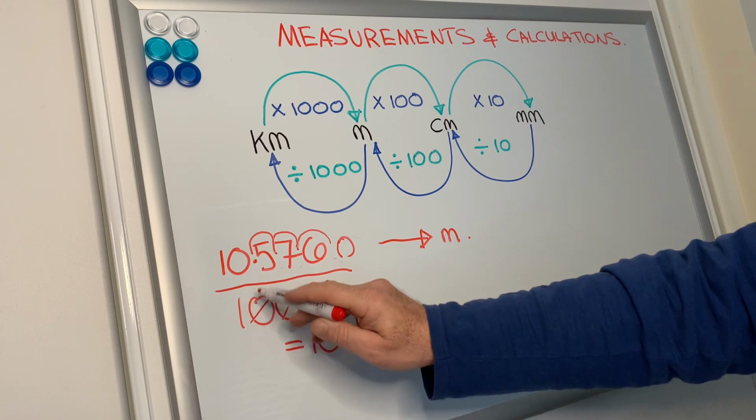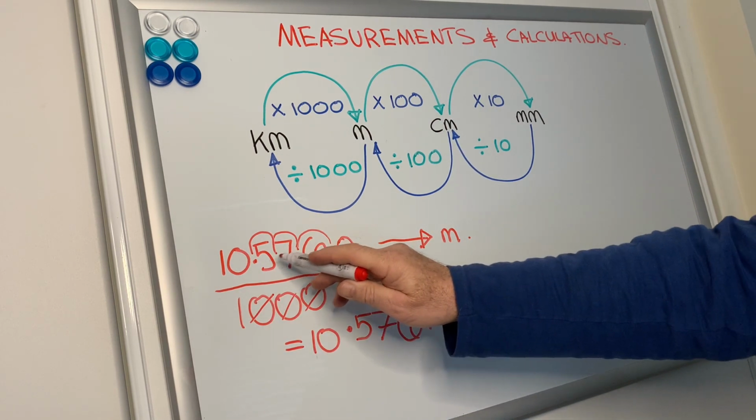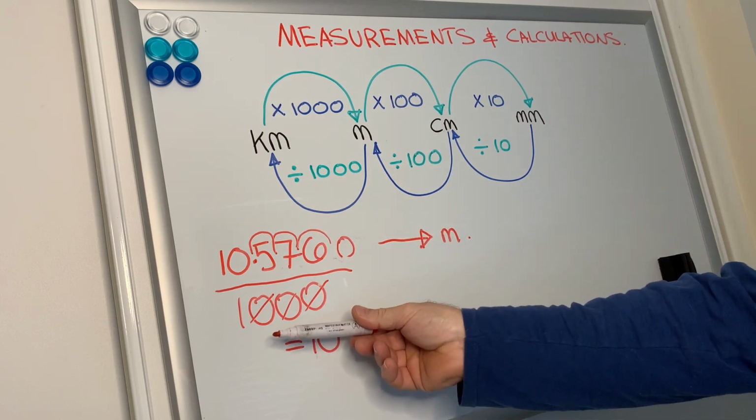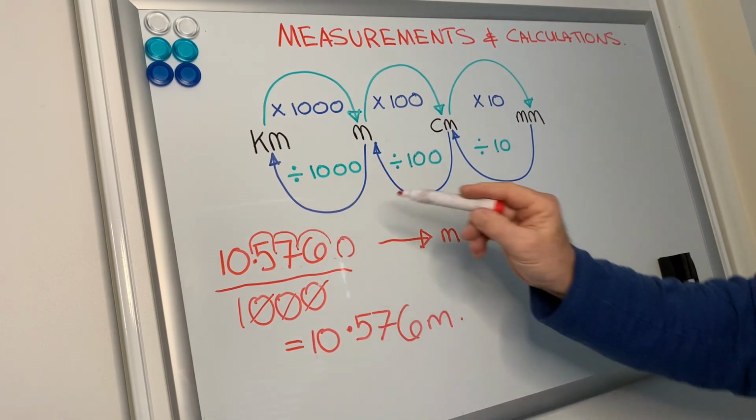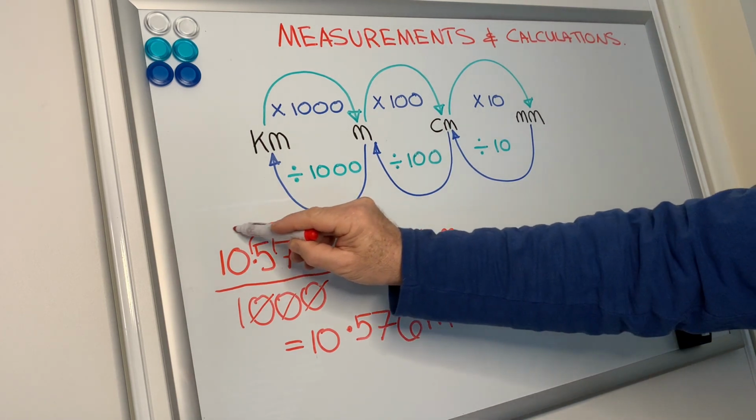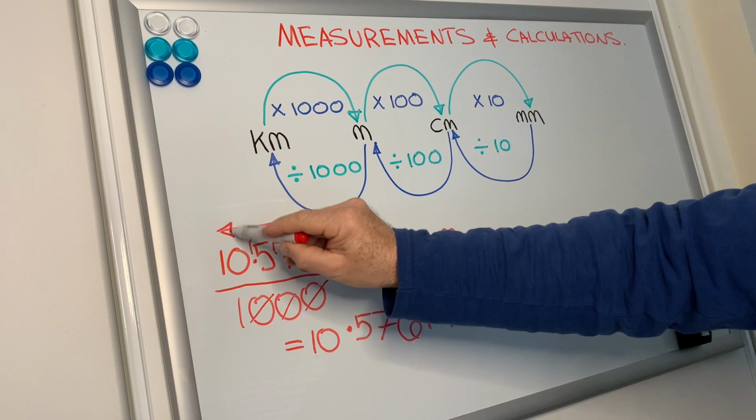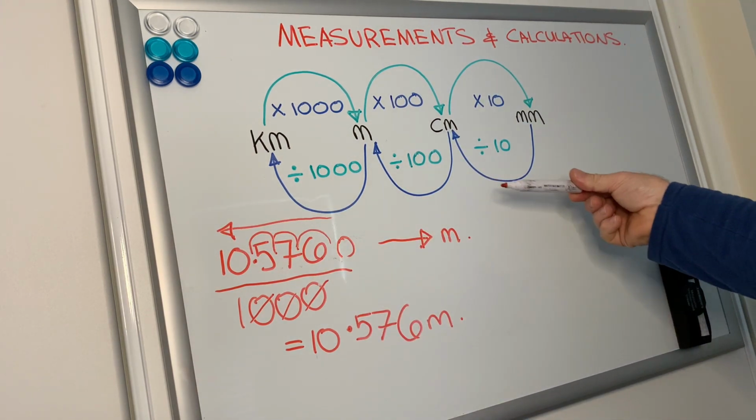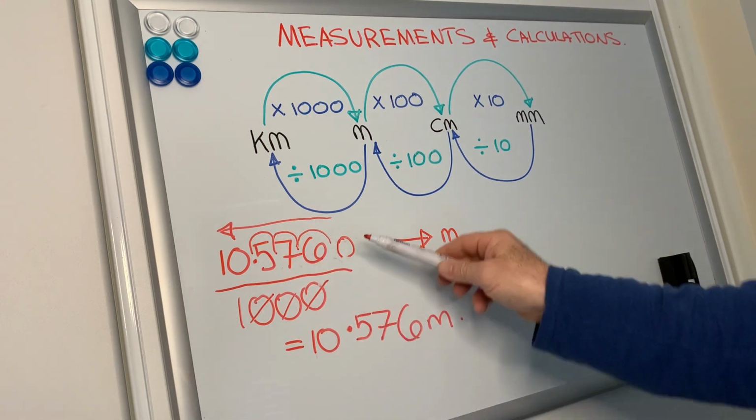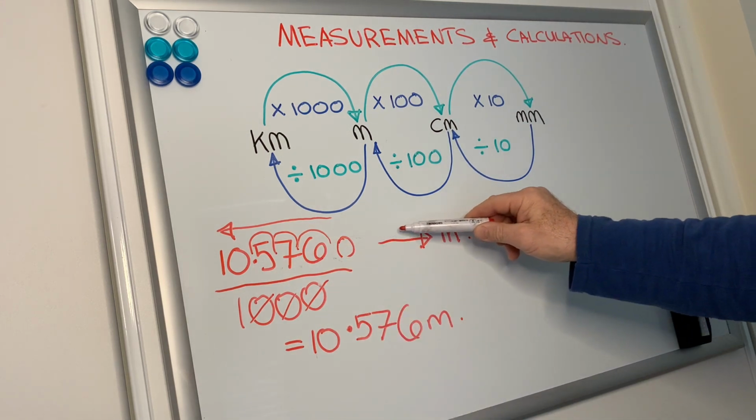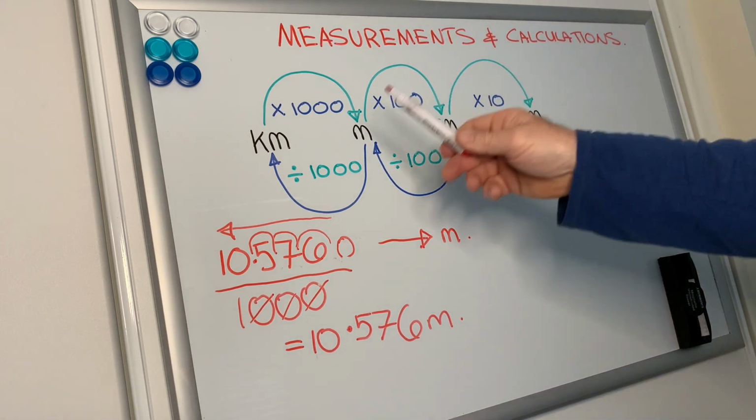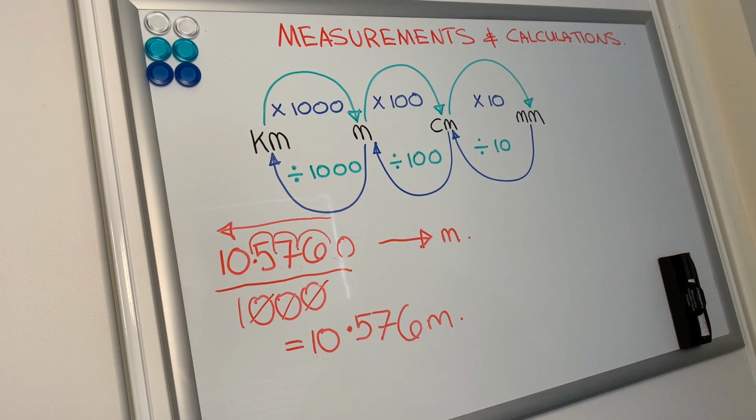when we've got this number, 10,576, and we're dividing it by 1,000, the number's going to get smaller. So the decimal point naturally will have to move in that direction. It's another way of thinking of it. When you're dividing by, say, 1,000, the decimal point's going to go to the left. Whereas if you were multiplying it by 1,000, the decimal point would keep going to the right hand side. It's another way of thinking of it. But if you've got this conversion list, that'll help you.